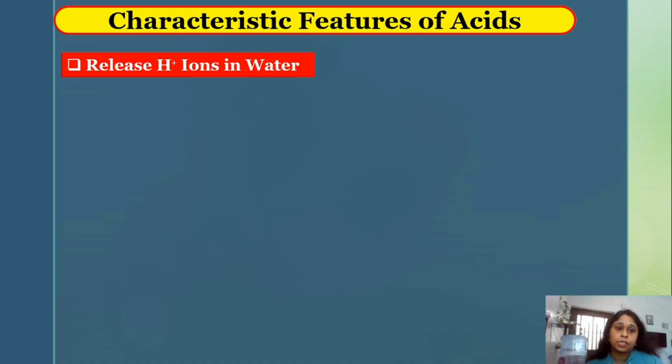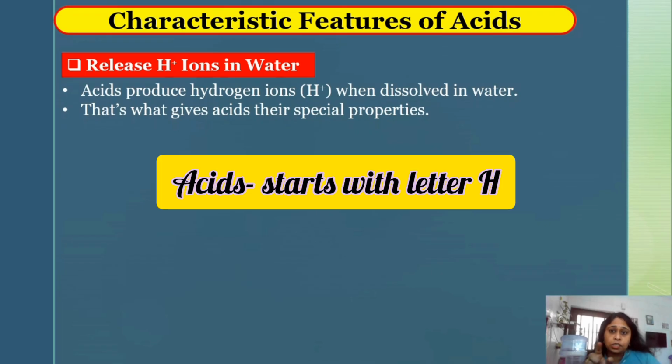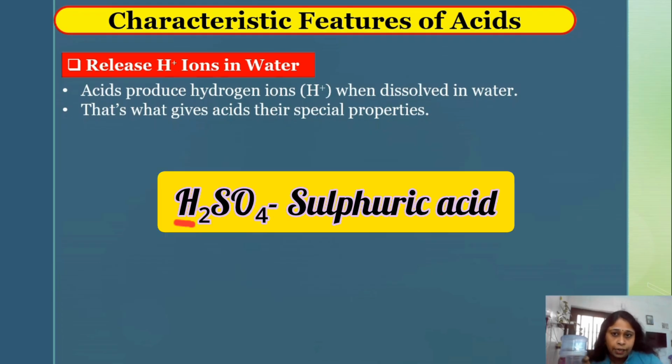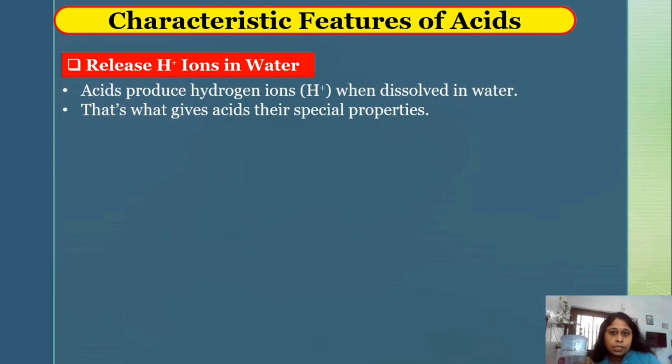The fourth feature is that it releases hydrogen ions in water. What that means is, acids produce hydrogen ions when they are dissolved in water. That's why acids have their special features. Now you must have observed that most acids have H at the start, right? Like hydrochloric acid, HCl, sulfuric acid, H2SO4, nitric acid, HNO3. In all these acids, H comes at the start of the formula.